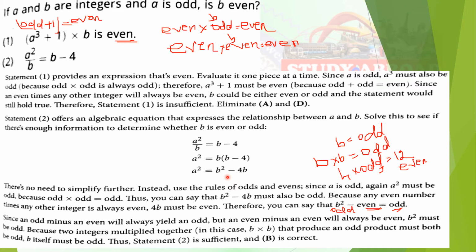So then odd into b square, odd into odd is always odd only, minus even. Odd minus even is always odd. Then even minus even is even. So you should get odd on the right hand side, because the left hand side is odd. You should maintain the right hand side also odd only, so this is your correct answer. So b is equal to odd. From the second statement, the value of b is an odd integer. So your answer is no. So statement b is correct.